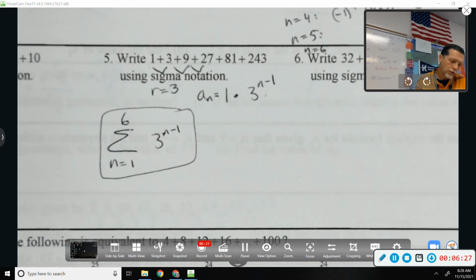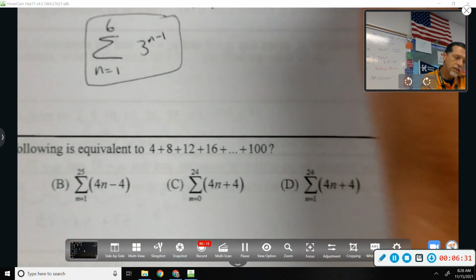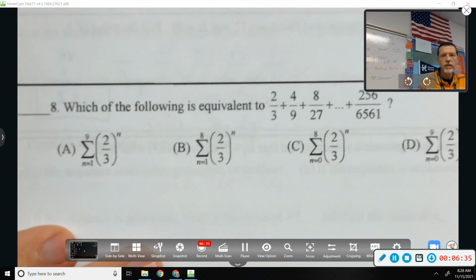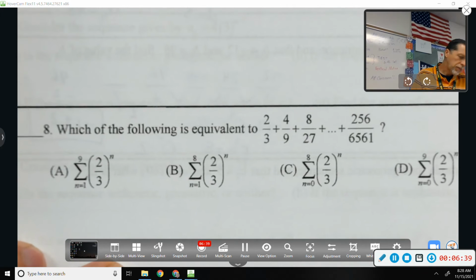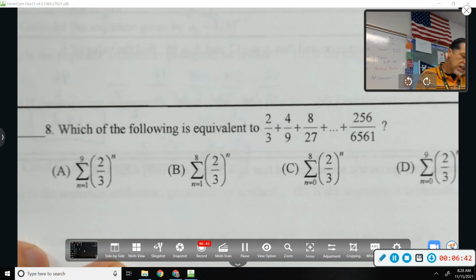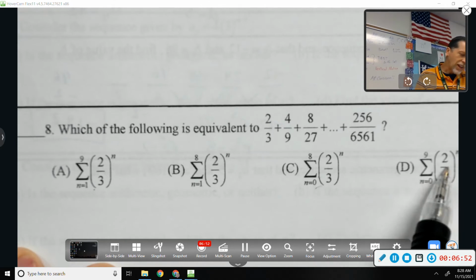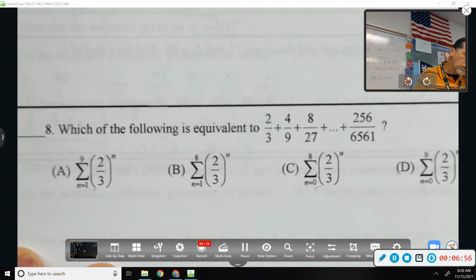We need to do one where we use one of those sum equations. Number 8. Which of the following? Oh, so we're still not adding them up. We're just trying to recognize what's going on here. Let's see. Most of them have 2/3 to the n. Actually, all of them. So that doesn't really help. Wait, n equals 0. Is that even a thing? It could be. That's where we would start.